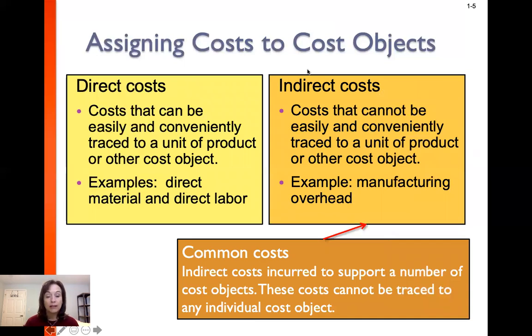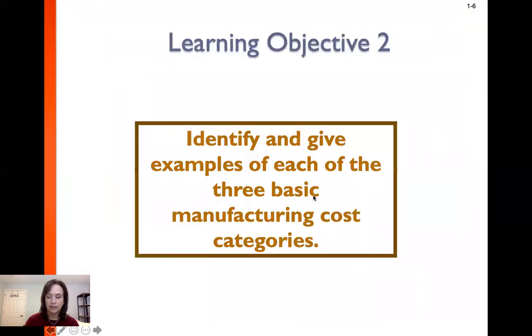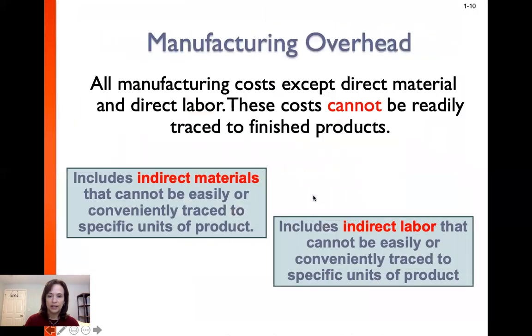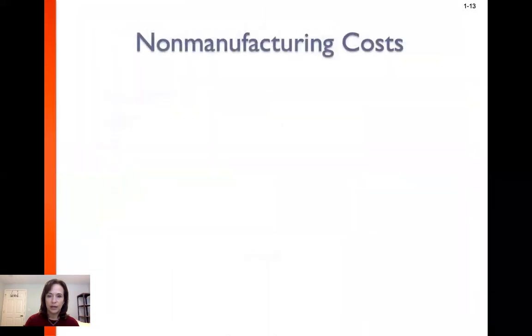Okay, so direct costs, those would be your direct materials, your direct labor. Indirect costs would be referring to manufacturing overhead. So just a few more pieces of cost classifications. Sorry, I'm going to flip ahead here, get us back on track.